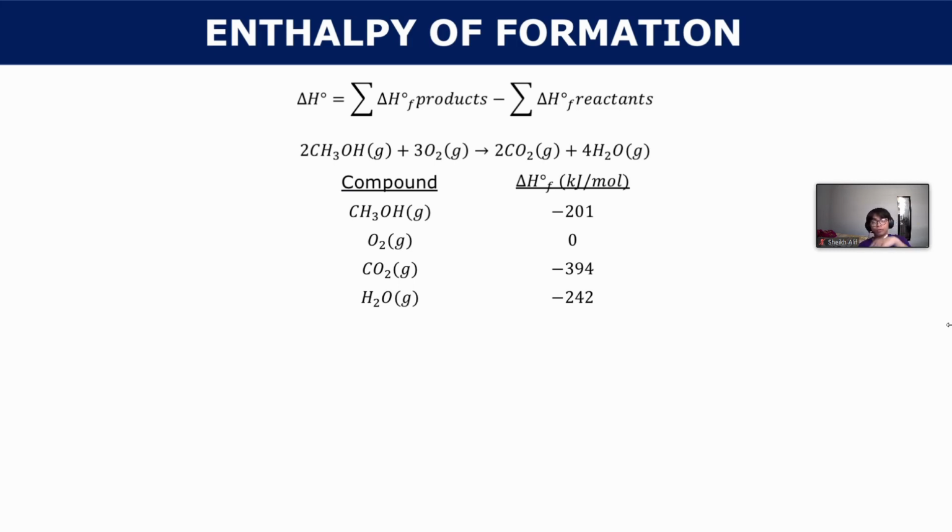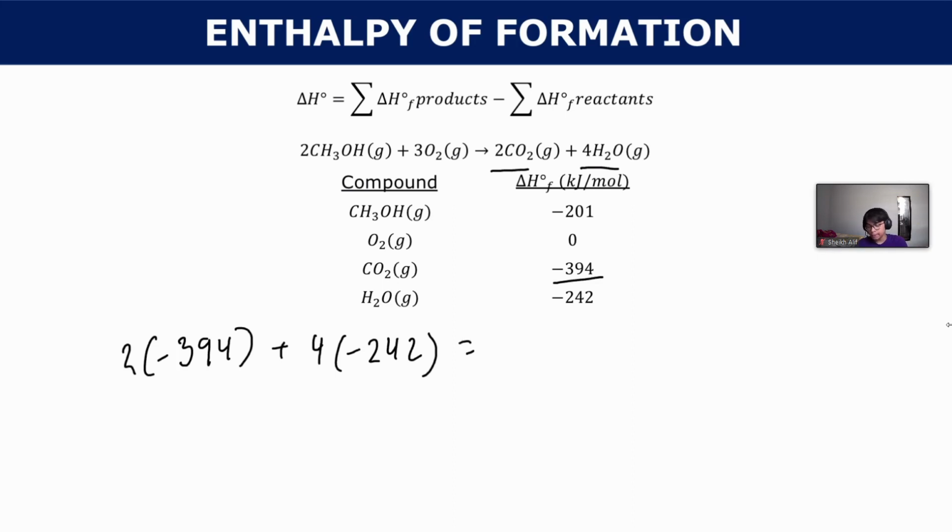Well, let's start by finding the sum of the enthalpies of the products. First of all, we have 2 carbon dioxides, and since each carbon dioxide is negative 394 kilojoules per mole, we do 2 times negative 394, and then we add the 4 waters, so that would be 4 times minus 242. So our products are going to come out to 2 times negative 394 plus 4 times minus 242. That is minus 1756 kilojoules per mole. And so that is for our products.